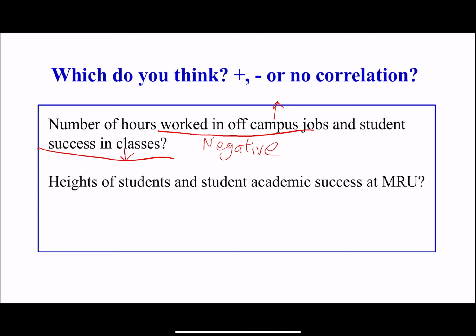What about this example? Heights of students and student academic success at MRU? Positive, negative, or no correlation? Yeah, no correlation.